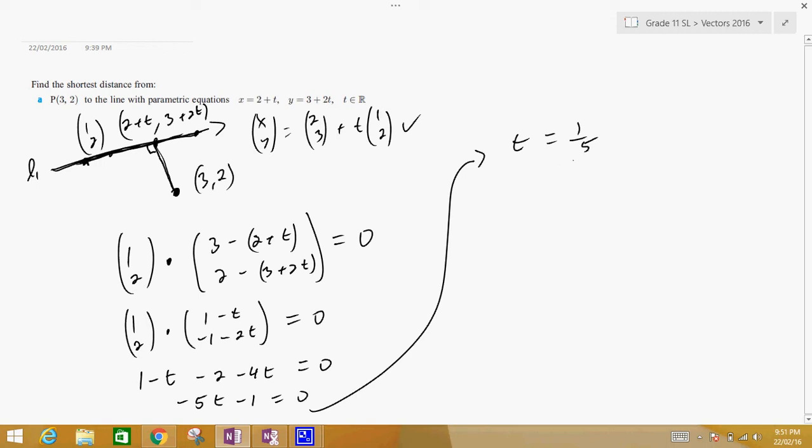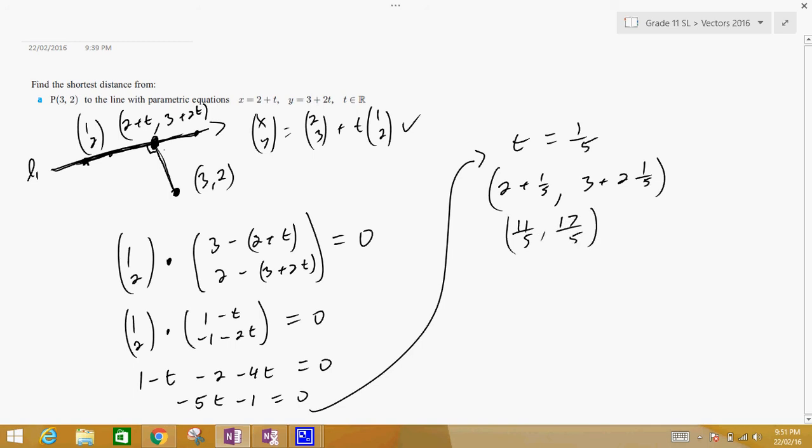So if t equals 1 over 5, then our point here would be 2 plus 1 over 5, just subbing in the t to that value, comma 3 plus 2 times 1 over 5. And that gives you 10 plus 1 is 11 over 5, and this gives you 15 plus 2 is 17 over 5.